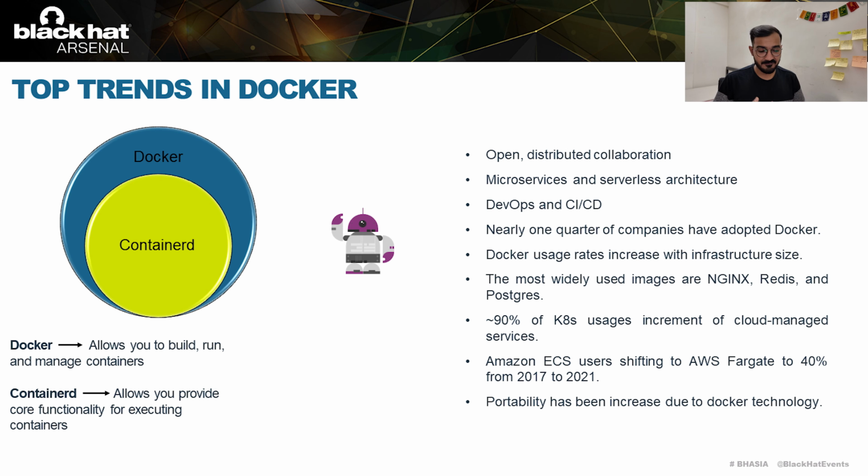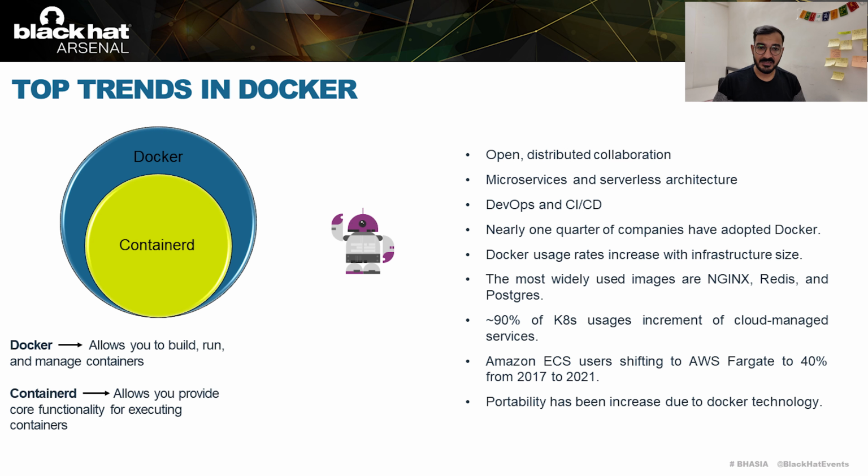Most of the very famous, very renowned software like Nginx services, Redis, and Postgres are running on Docker, which is running fantastic. Around 90% of Kubernetes users increase in the cloud managed services. And if we talk a little bit about AWS, the shift to AWS Fargate from AWS EC2 instances increased by 40%, which is commendable, from 2017 to 2021, in the time gap of this particular period.